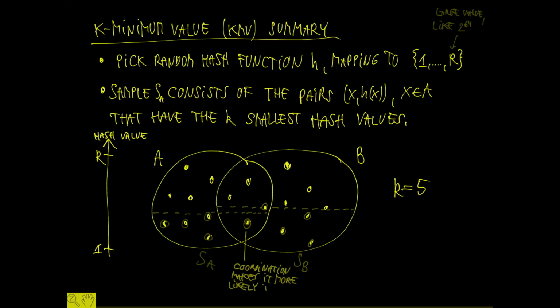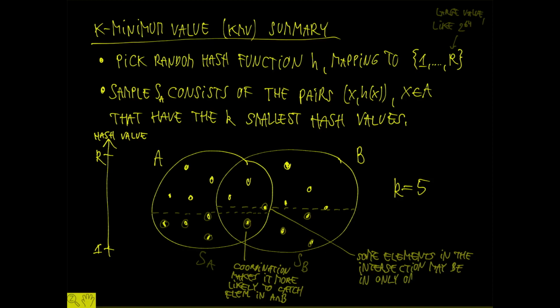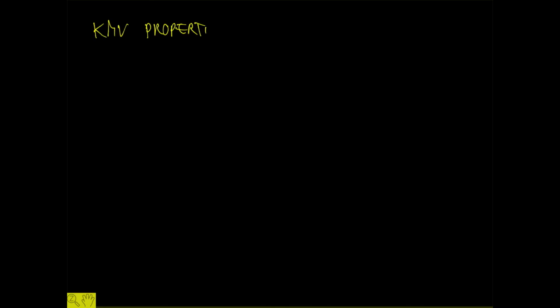This kind of coordination makes it more likely that we are going to catch or sample something from both A and B. Observe that the threshold can be different. So in particular, it might be that there's some element in the intersection that is included in one sample and not the other one. So in that sense, the sampling is not fully consistent if we fix the size of each sample.